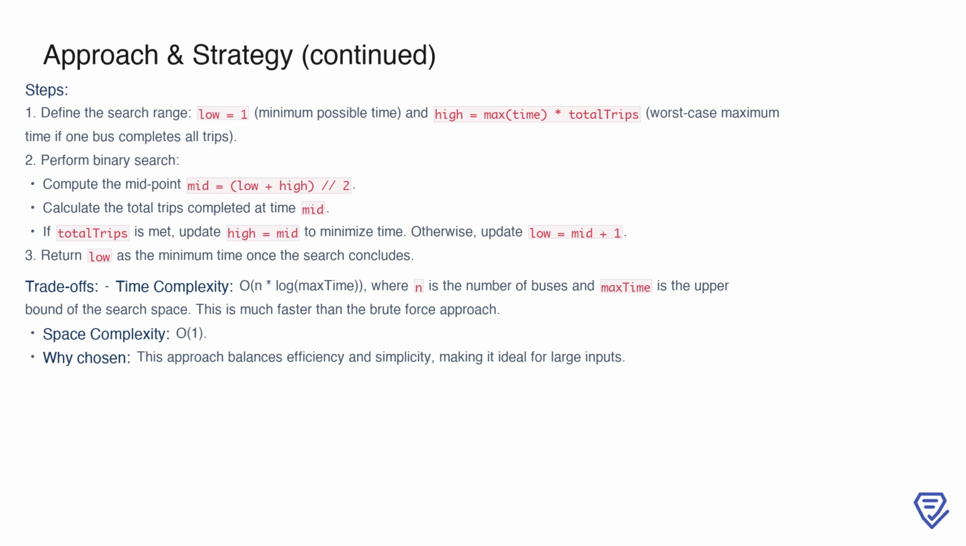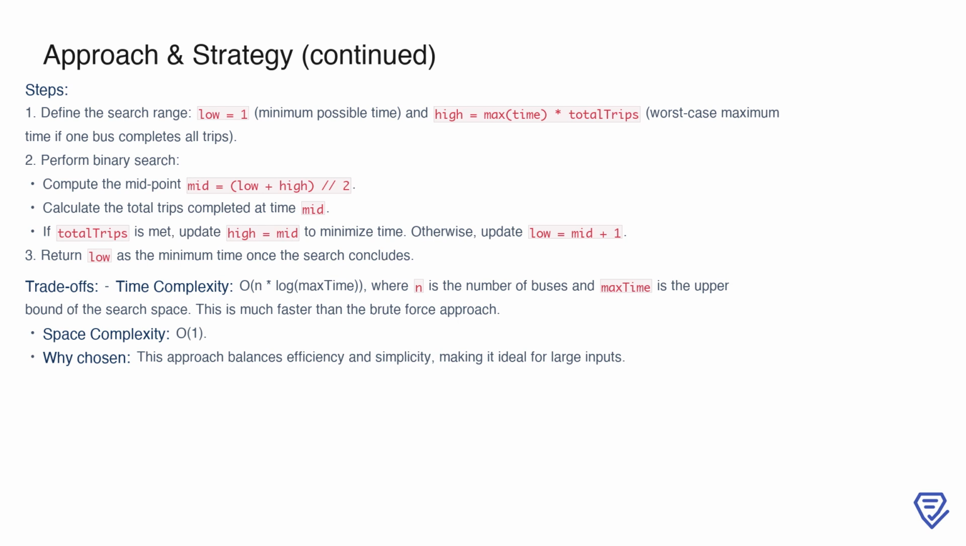This property allows us to use binary search to find the minimum time required to meet or exceed total trips. First, we define our search range. The lowest possible time is 1, and the upper bound is max time * total trips, which represents the worst-case scenario where a single bus handles all the trips.